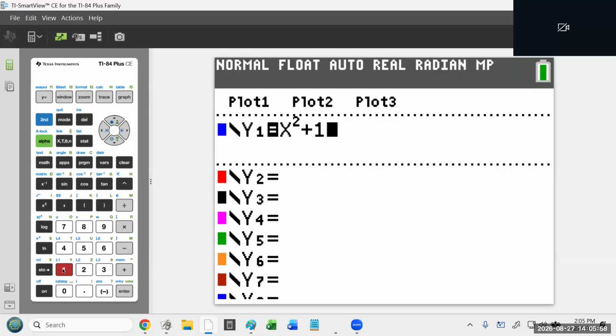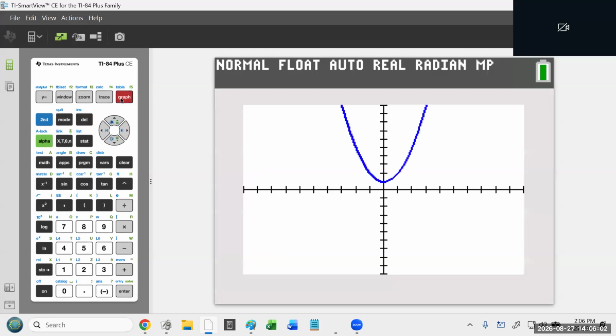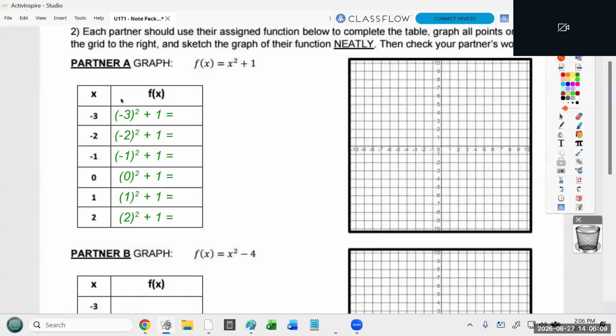All right, so we have the equation. Now, if you want, you can hit the graph button, and it will show you the thing that you're trying to create. So if we do this problem correctly, we're going to have that curve on our paper here in a minute or two. Okay?